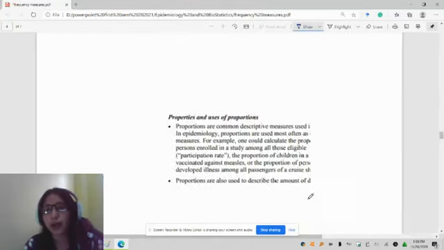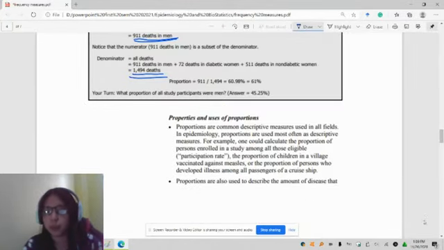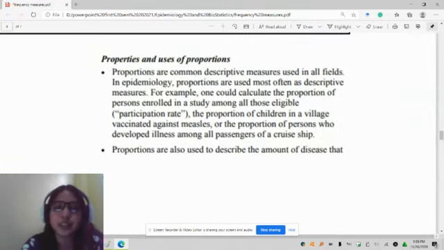Now, what are the properties of proportion? So for the properties of the proportion, we have the following. Proportions are commonly descriptive measures used in all fields. In epidemiology, proportions are used most often as descriptive measures. For example, one could calculate the proportion of persons enrolled in a study among all those eligible. We call that the participation rate.